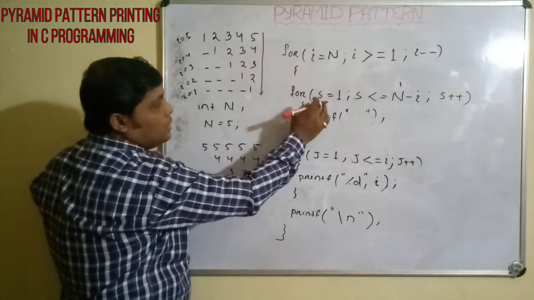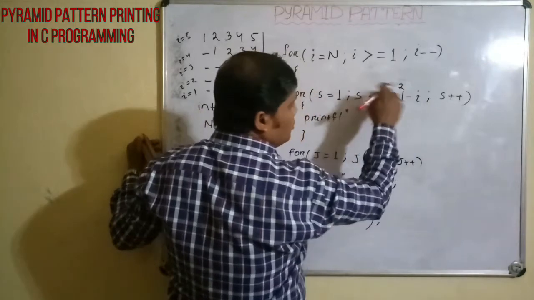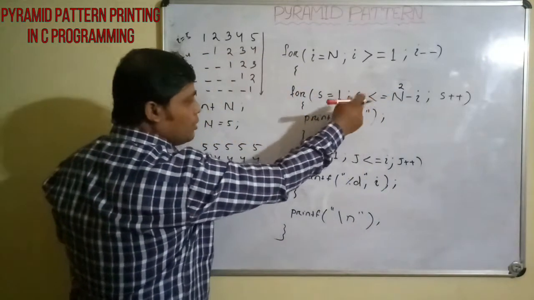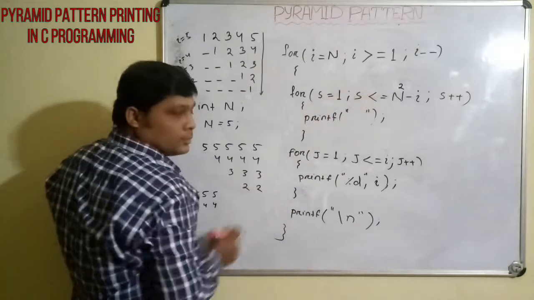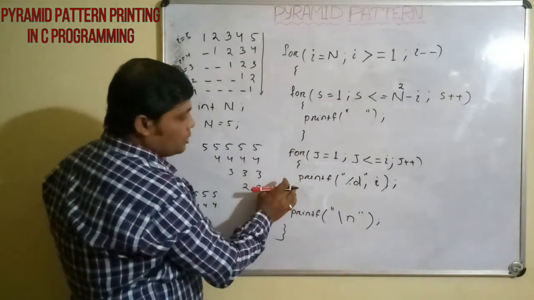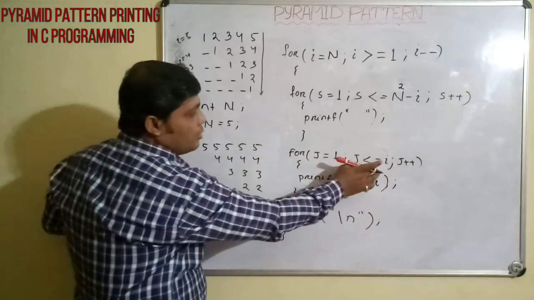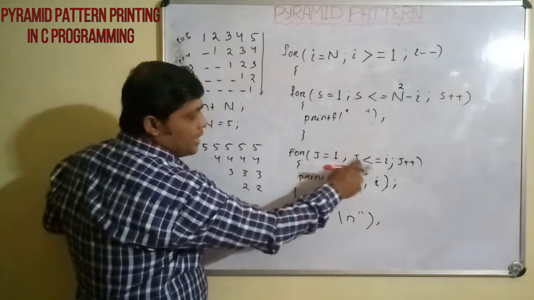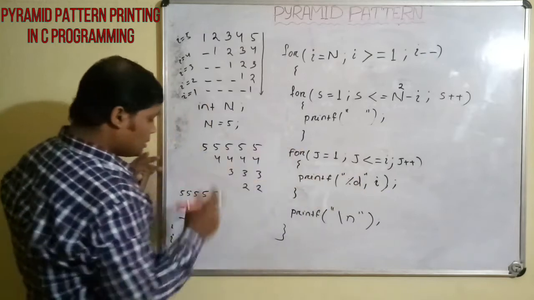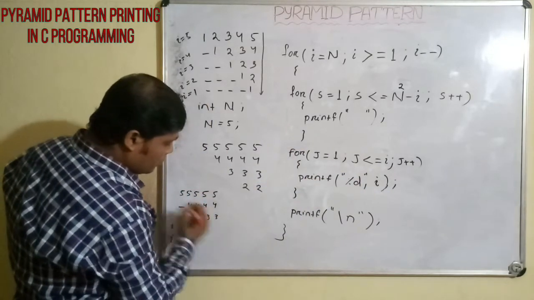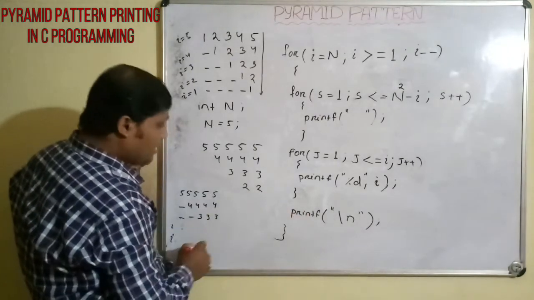Same way, I value is 3. It will work for 5 minus 3. This will be 2. So 2 times it will continue and it will print 2 spaces, for 1 and 2. Clear? Then come to this loop. J equal to 1, j less than equal to I. I value is now 3. So 3 times this loop will continue for 1, 2, 3. And it is printing I value 3 times. I value is now 3. So it will print 3, 3, 3. Same way, then it will come to the next line.